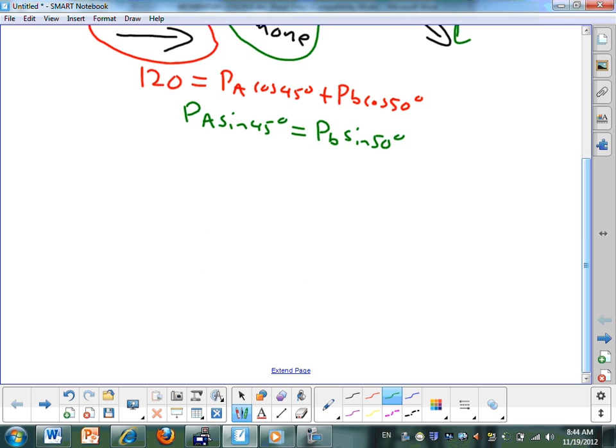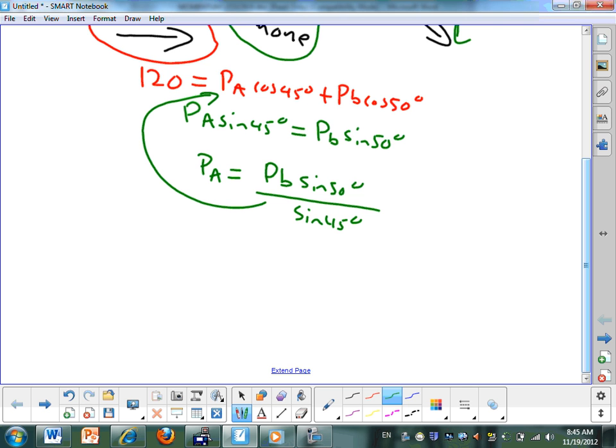Now, this is just a system of equations. I have two equations with two unknowns. I'm going to solve for one of them and substitute into the other. Let's say I'm solving for PA. I'm going to find it: PB sine 50 divided by sine 45. Perfect. I'm going to plug it into here and see what happens.